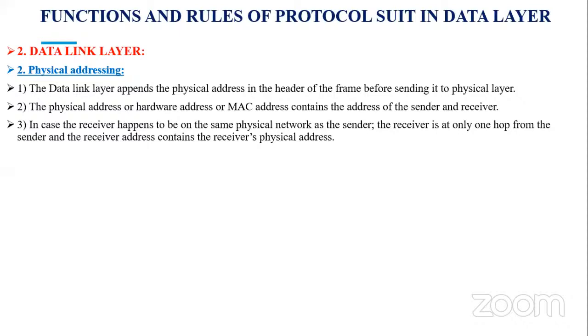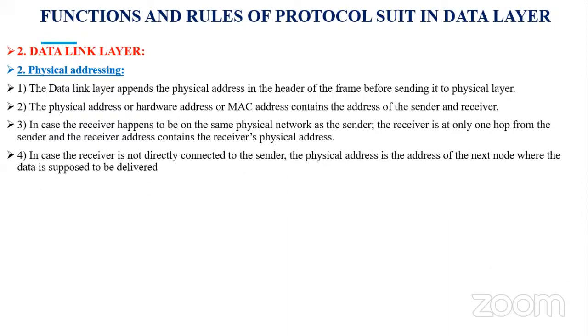From my device to my router, the total data transmission, the data travel, will be called one hop. So no need to bother what is happening in the physical address. The data link layer adds the physical address of the sender and receiver to the frame. That physical address is the permanent address of the sender and receiver. If the receiver is not directly connected to the sender, the physical address is the address of the next node where the data is supposed to be delivered.